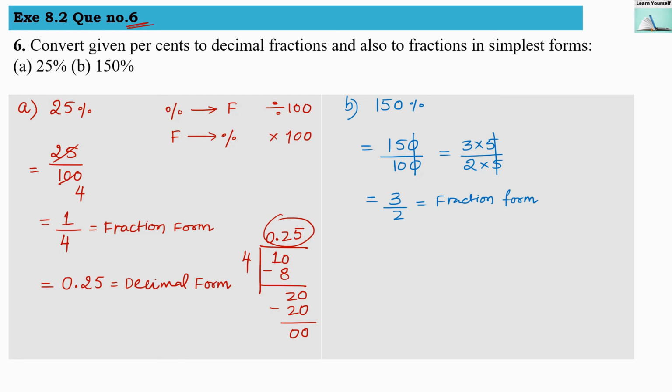Now we are converting this into decimal. So 3 divided by 2. So 2 1s are 2. We got here 1. We are putting here decimal. So we can keep here 0 and 2 5s are 10. So our remainder is 0 and answer is 1.5. So 1.5 will be decimal form.